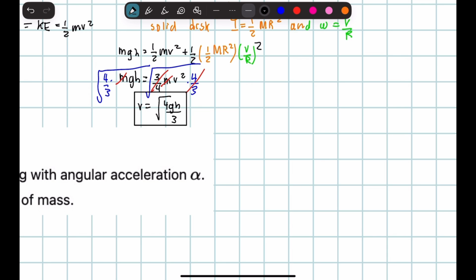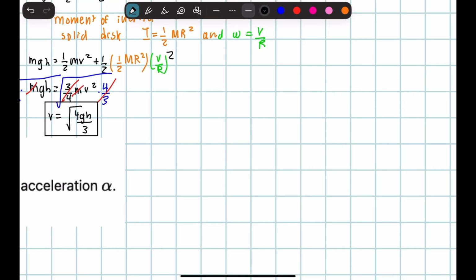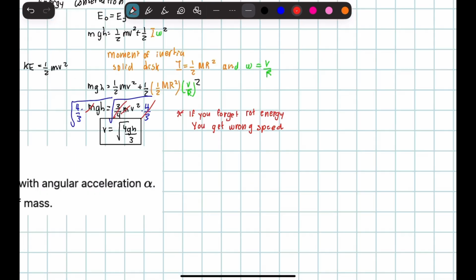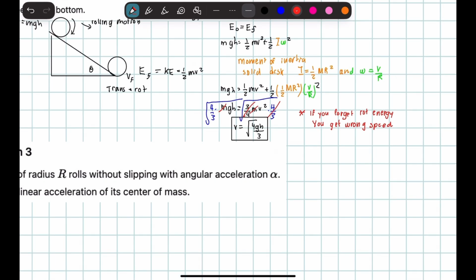So now, remember that something that you have to be careful for in this problem is that if you forget that some of that translational energy was turned into rotational energy, you get the wrong speed because you had to account for that when you are calculating the speed, because some of that energy is converted into a different form that you have to represent formulaically.